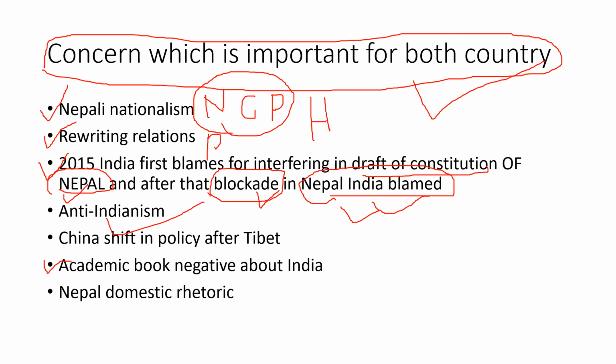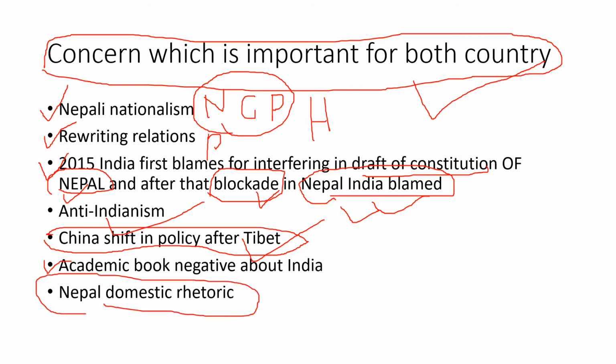Then China's policy, as we know: when China annexed Tibet, what they did after annexing Tibet is they came for Nepal, and they tried to slowly influence the politics over there, and lastly they influenced it a lot. And the Nepal domestic rhetoric, which has been created for so long, is now paving a way.